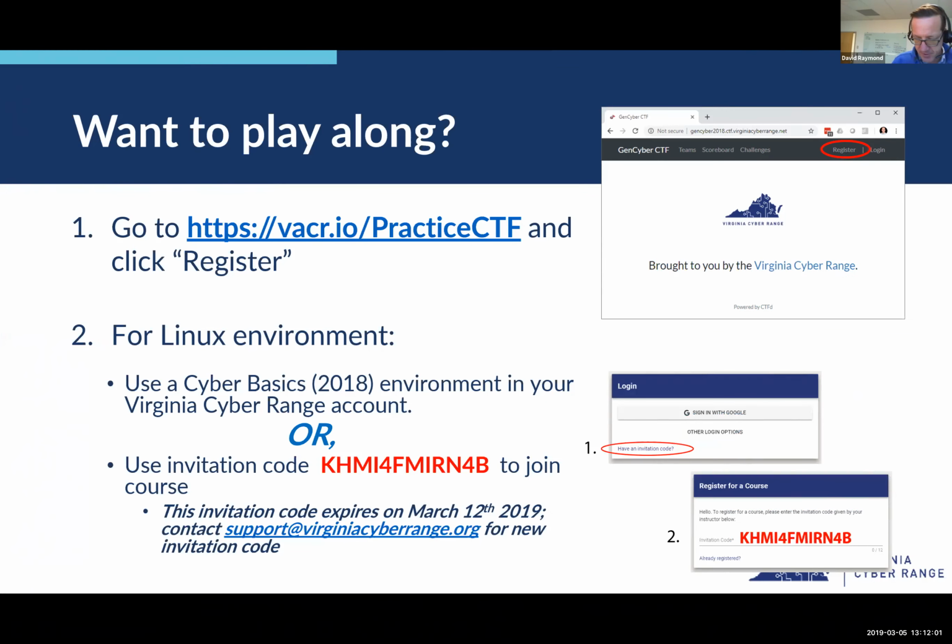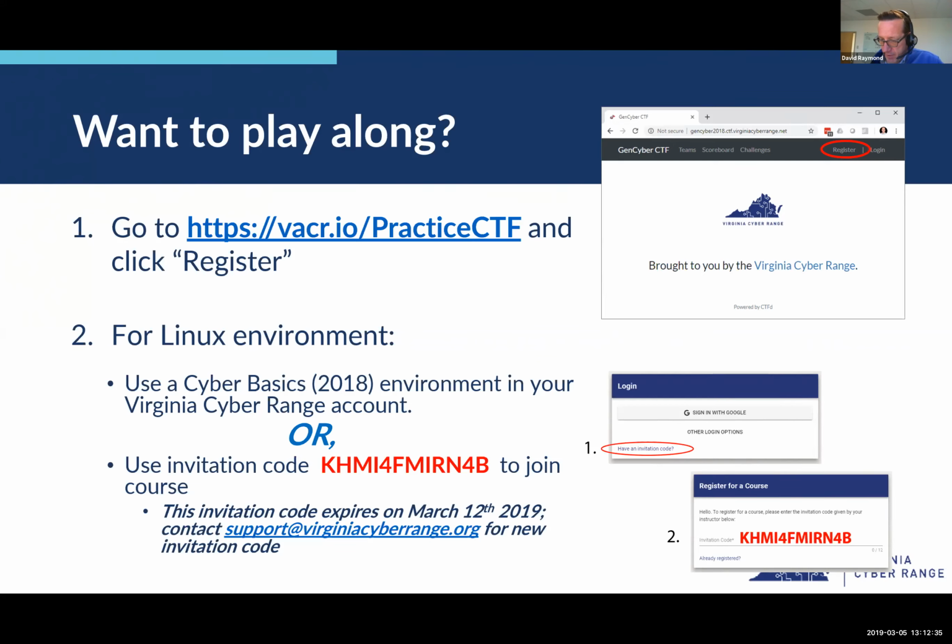So I've shown this the last couple times, but if you want to play along, we have a couple things available. There's a practice CTF that's up that you can jump on and solve some CTF challenges with me. So go to vacker.io/practice-CTF and then just register if you haven't already. If you've already registered, then log in and you can continue with solving challenges. If you registered but forgot your password, there's a password reset button on the login page and you can get your password reset.